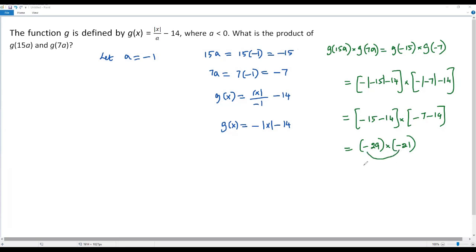Here, negative times negative will be positive. When I multiply this 29 and 21, I am getting 609. Here I got the product of g of 15a and g of 7a, that is 609.